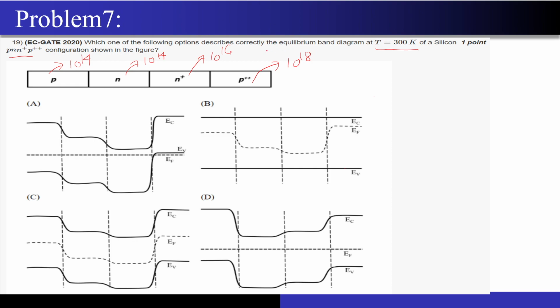What happens when a semiconductor is in equilibrium? Will I have the concept of quasi Fermi level or anything? No, right? And what happens to the Fermi level? Is it bending or does it have to stay flat? Flat, right? So the Fermi level has to stay flat, correct? Now can you please tell me which options I can eliminate based on this logic?